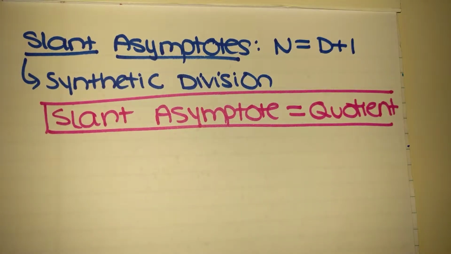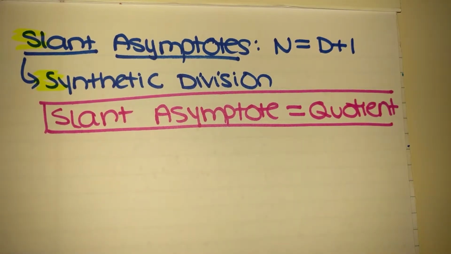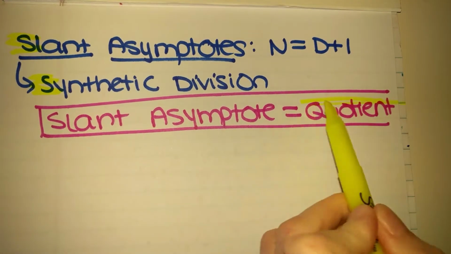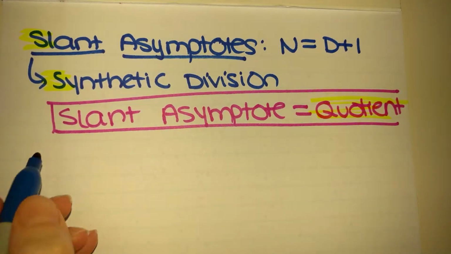So to find the slant asymptotes, we have to have the numerator degree equal to the denominator degree plus 1. And then the slant asymptote will come from synthetic division. I always think about the S in slant, S in synthetic. And it will come again from the quotient that we have in synthetic. And we'll talk about why that is a little bit at the end of this video.